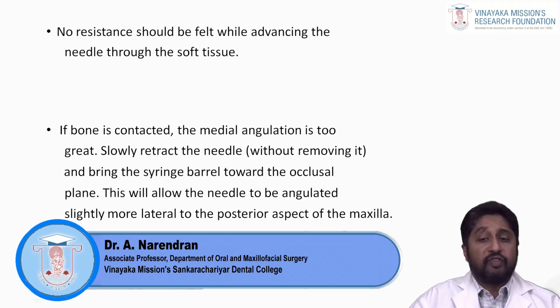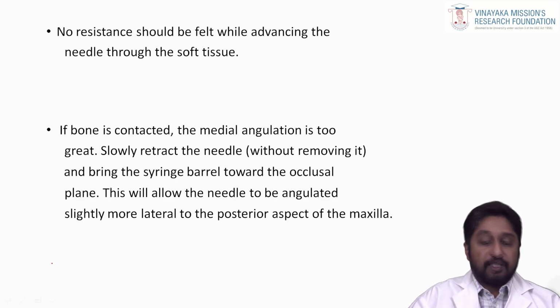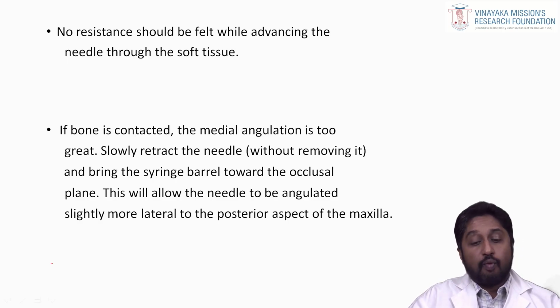No resistance should be felt advancing the needle through the soft tissue. There should not be any resistance. If you feel any resistance, just remove it and reinsert it in a different direction. If bone is contacted, the medial angulation is too great. Slowly retract the needle without removing it and bring the syringe bevel towards the occlusal plane. This allows the needle to angulate slightly more laterally to the posterior aspect of the maxilla.